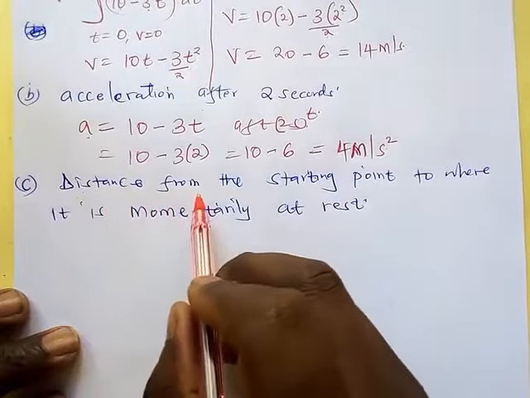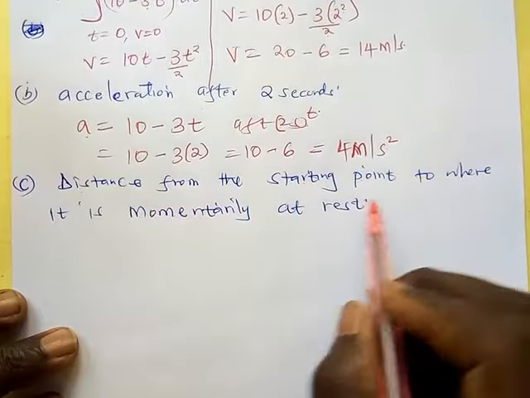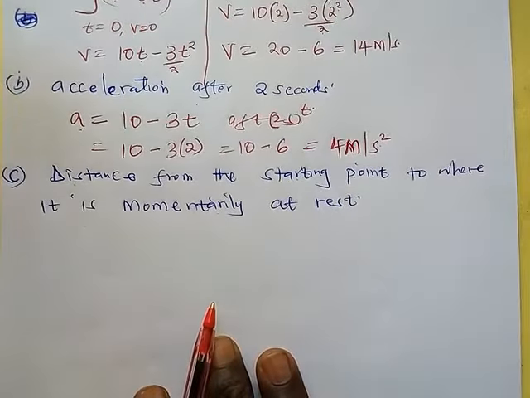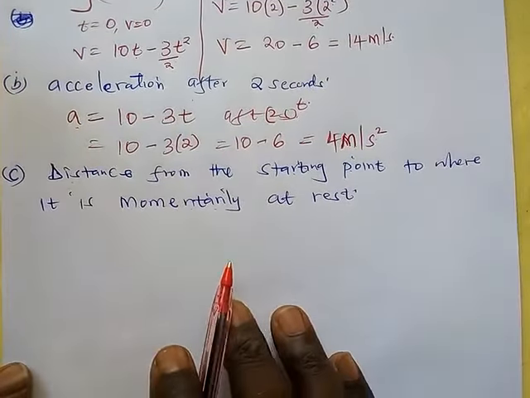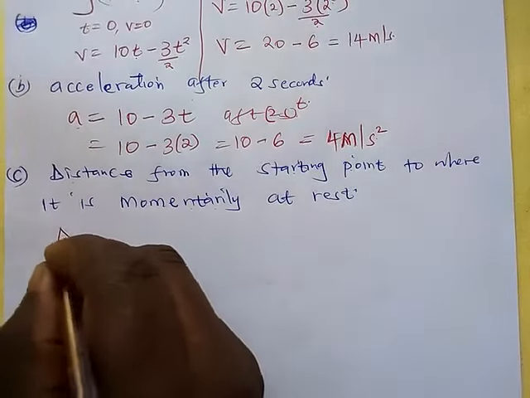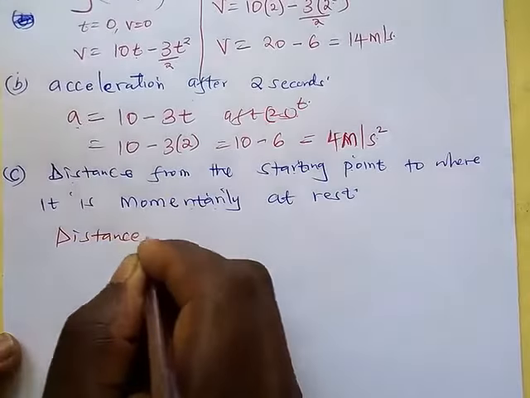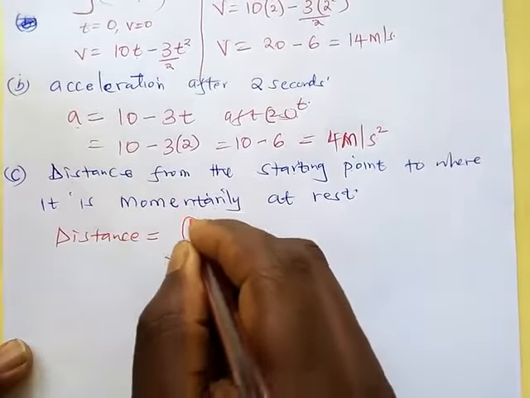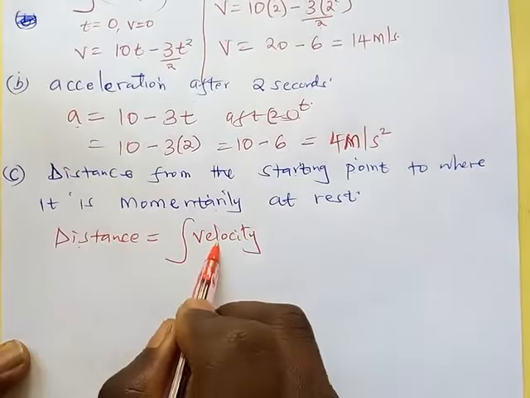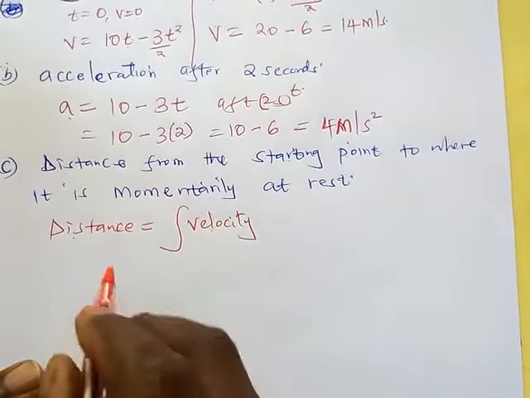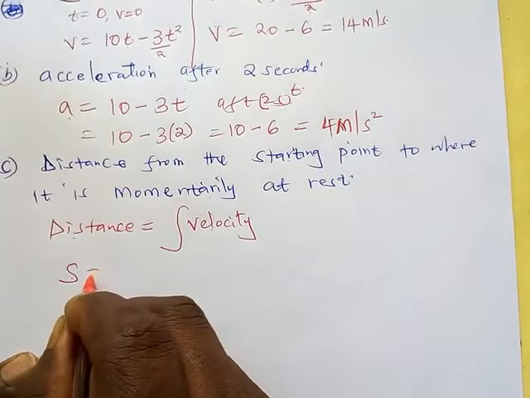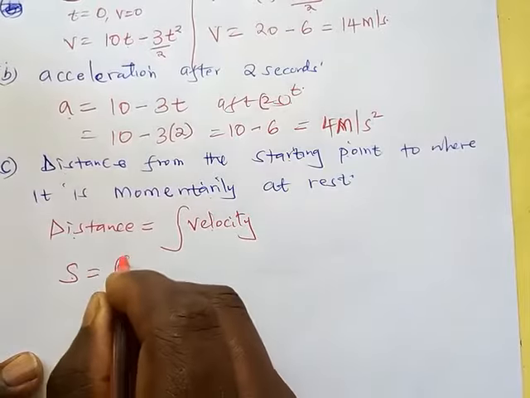Find the distance from the starting point to where it is momentarily at rest. So we are calculating a distance. But remember, for you to get the distance, you integrate velocity. So distance is given by s. We usually use s standing for distance. So distance is equal to the integration of velocity.